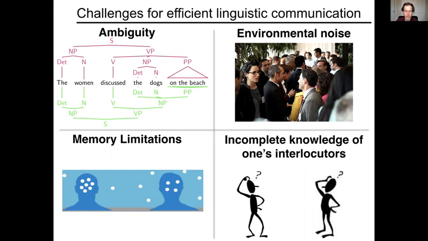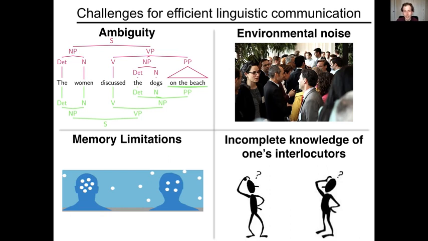Environmental noise. Most of the time, we are listening or reading in an environment that challenges our attention, where there may be multiple people talking at once. Nevertheless, we're very good. We may miss parts of what we're listening to because there was an intervening sound. But we're good at reconstructing what was intended to be said, despite the imperfection of the perceptual input. Memory limitations also stand in the way of language understanding.